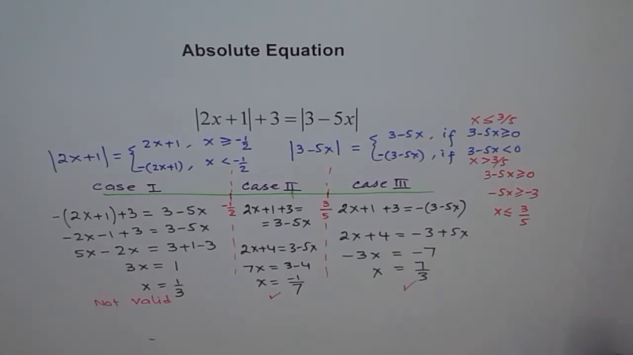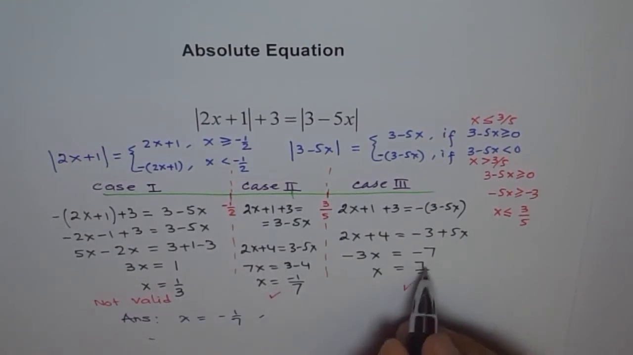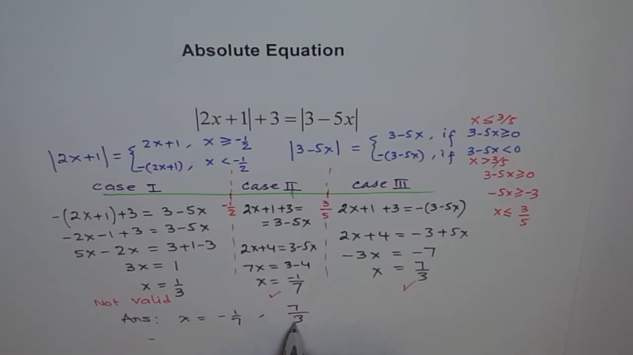And so we can write down our solutions here. This is the answer to our problem: x equals minus 1 over 7 and 7 over 3. So these are our two valid solutions for the given equation.